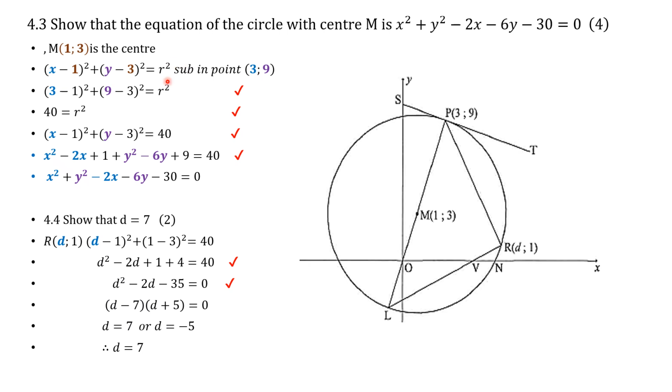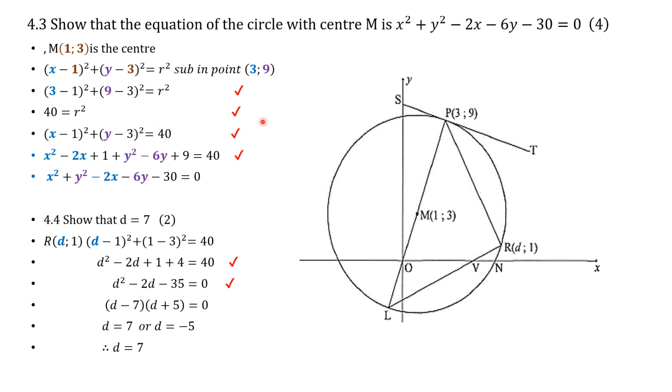To find the value of r, I'm going to take a point, which in this case I have, which is (3, 9). That means from M to P is a radius. So there, (3 minus 1) squared, and then (9 minus 3) squared. 3 minus 1, 2 squared would give me 4. 6 squared is 36. 36 plus 4 would give me 40. So 1 mark there for correct substitution, 1 mark for r squared. For the equation, (x minus 1) squared plus (y minus 3) squared, and substituting 40 in place of r squared, another mark.